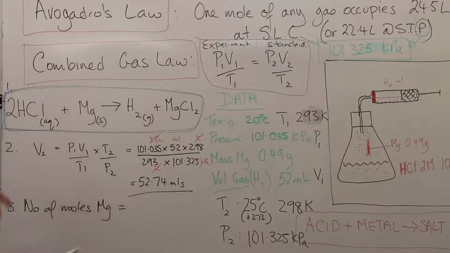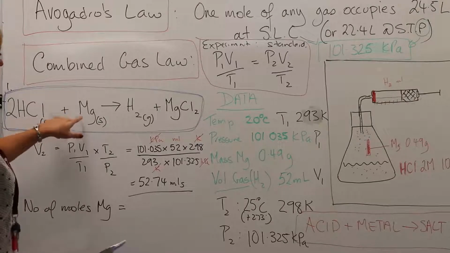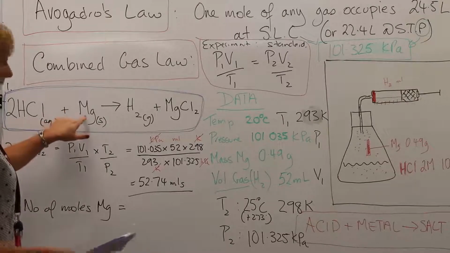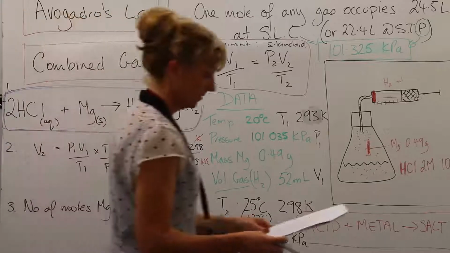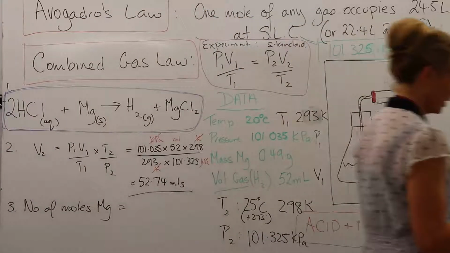So usually in these types of experiments, they've got more acid. So this one's the limiting, but how can you check? How can you check?